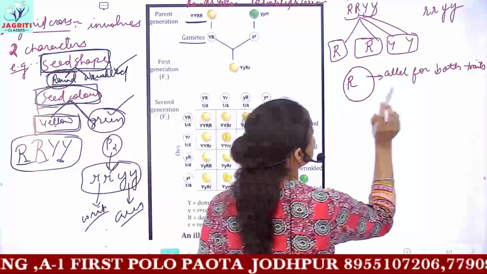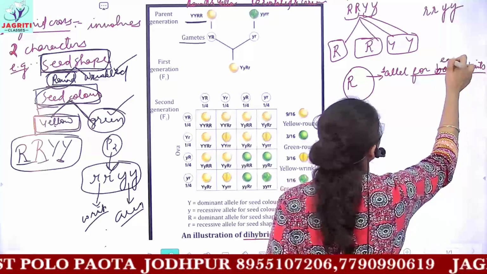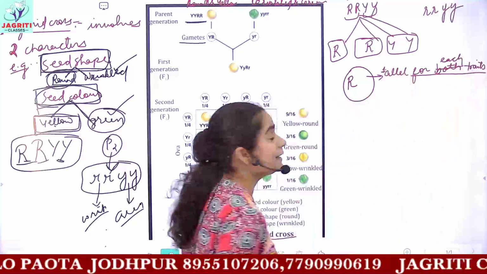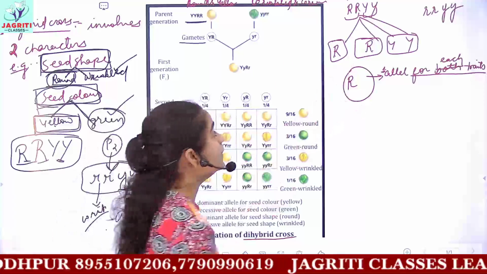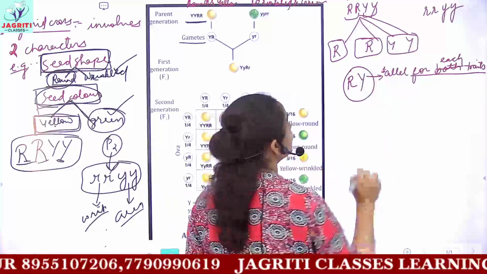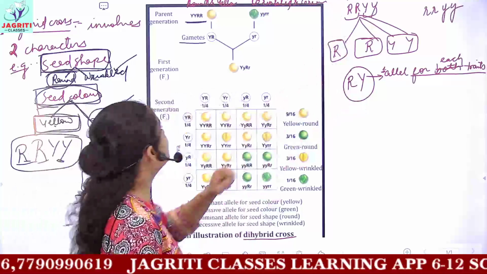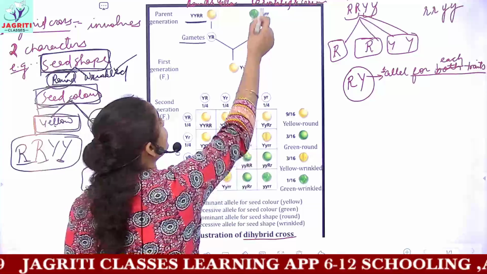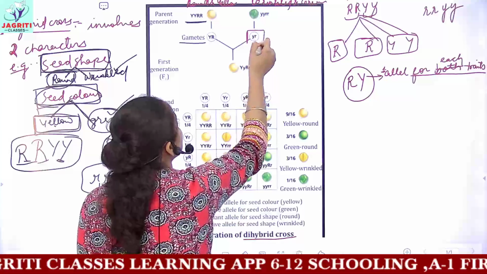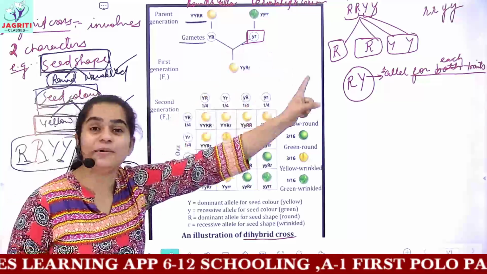So each gamete will receive only one allele for each trait. If I am writing one, then I will say each trait should be represented by one allele. So from these two, one allele will be received in the gamete. So the gamete formed from the first parent would be capital Y, capital R. And in a similar manner, the second gamete would be small y, small r. So these are the two kinds of gametes which are formed.